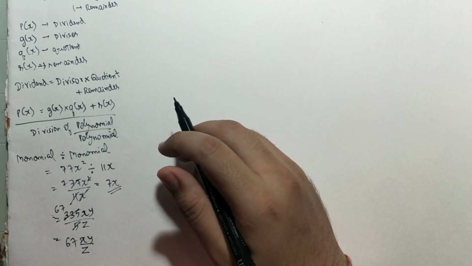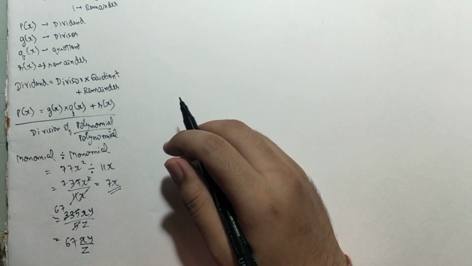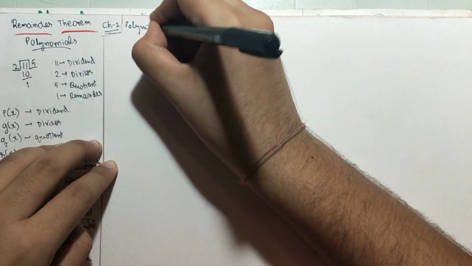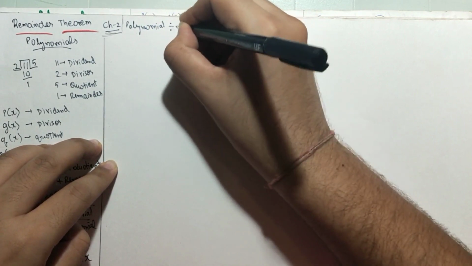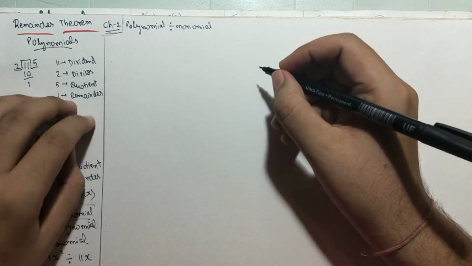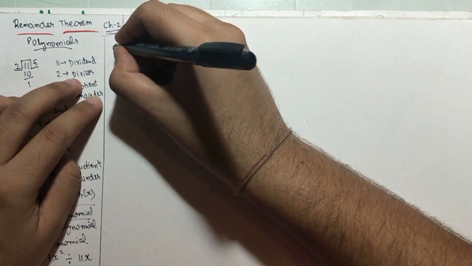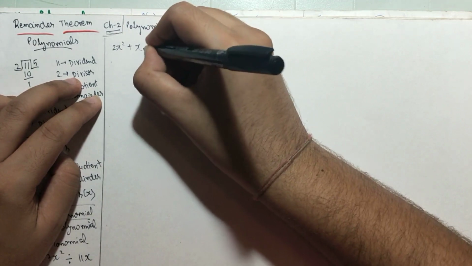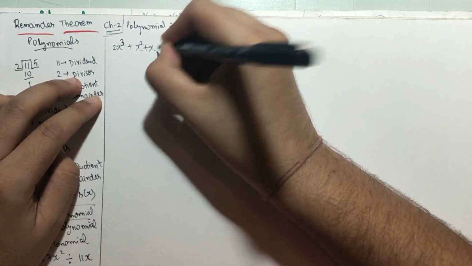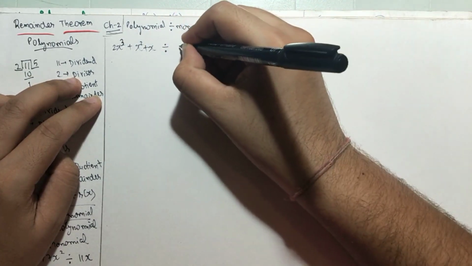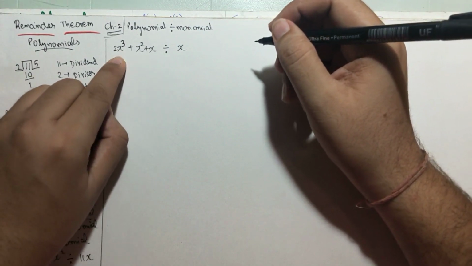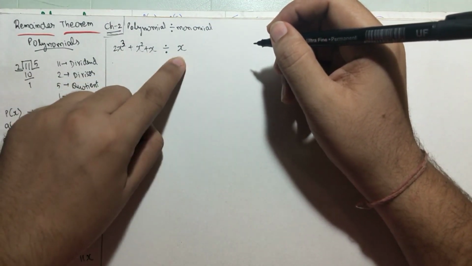Now let us proceed towards the question of what is polynomial divided by monomial. Let us take a polynomial such as 2x cube plus x square plus x divided by x. This is a polynomial in the variable x, having cube, square and x terms respectively, and there is one x in the denominator.